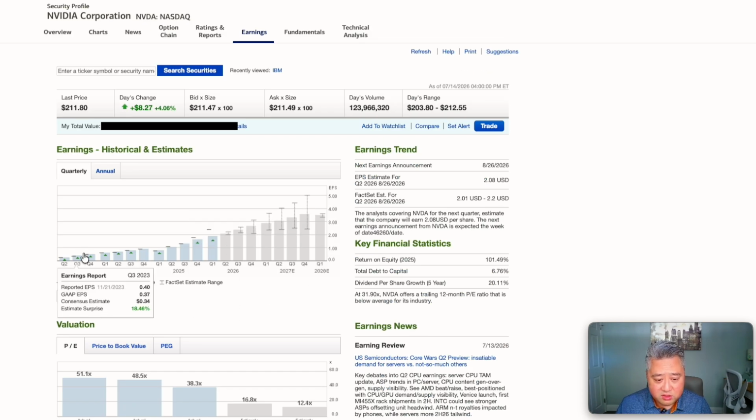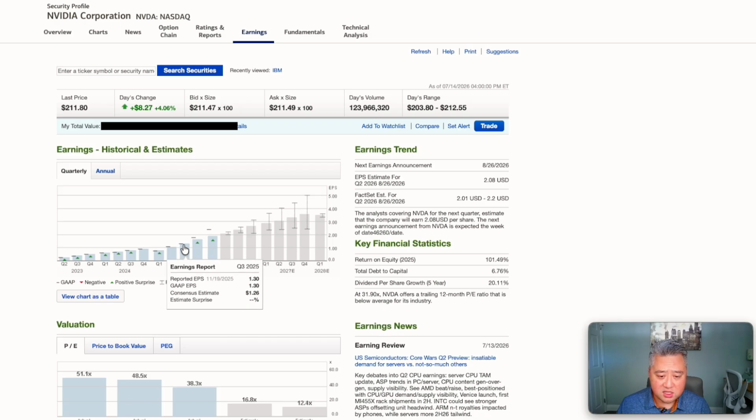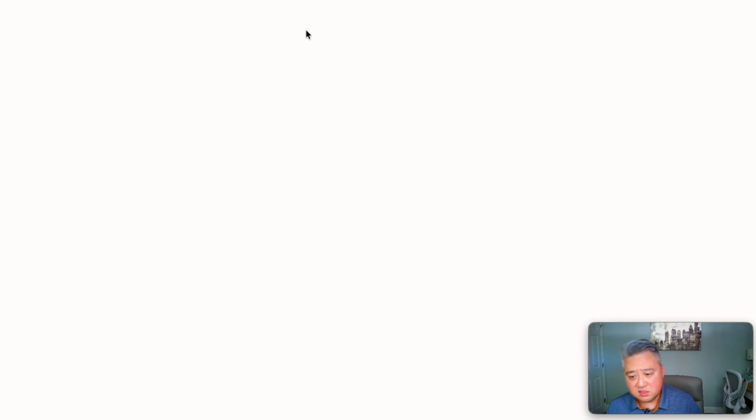But very strong earnings growth, very nice EPS. So let's continue to look at fundamentals to see whether this is a strong buy or a hold.